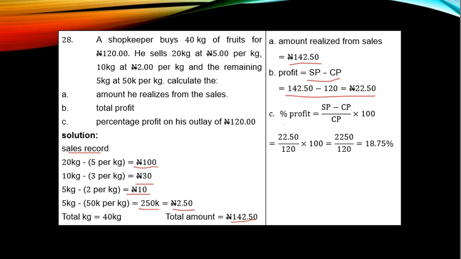C, percentage profit. You know the formula from the previous lesson. The formula is selling price minus cost price over cost price multiplied by 100. So the selling price minus cost price is already 22 naira 50 kobo, over cost price, which is 120, times 100. If you multiply and divide, you have 18.75%. That is the percentage profit for carrying out that transaction of buying and selling of fruits. Okay.